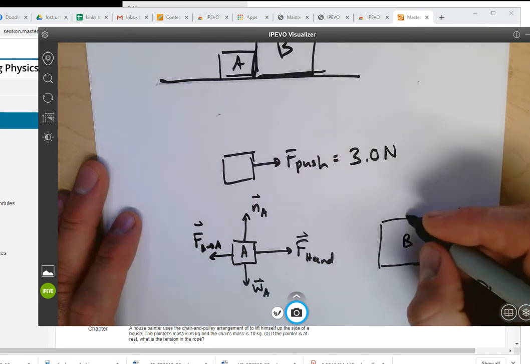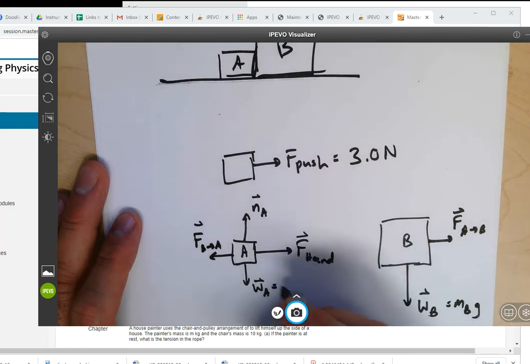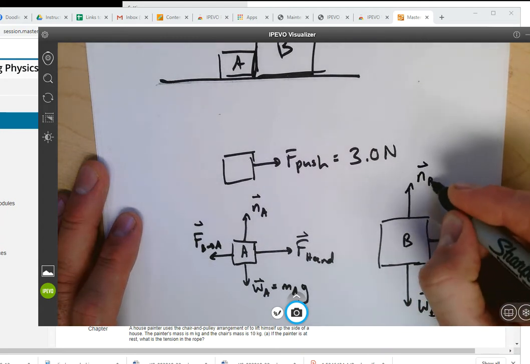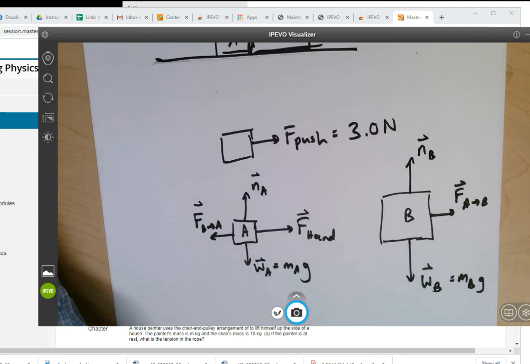We also know that block B has a weight of its own. That's equal to the mass of B times g. We can also put this here, mass of A times g. And we also know that there must be a normal force on B that balances it. So that's our sketch for our free body diagrams for A and B.